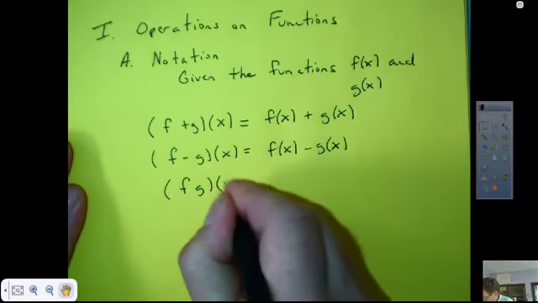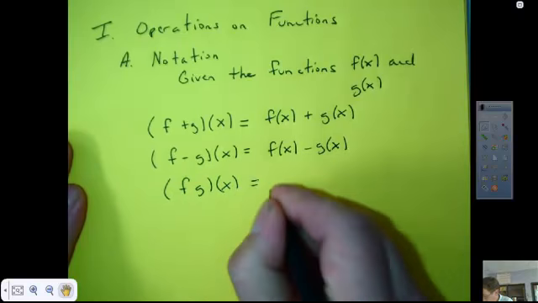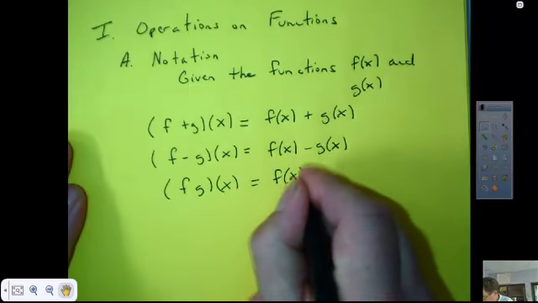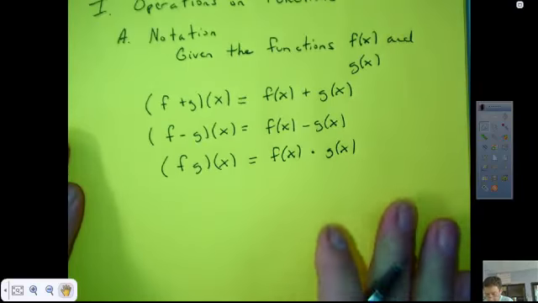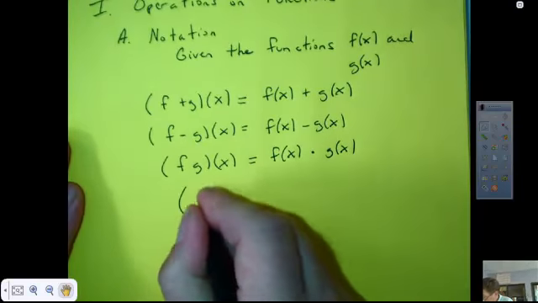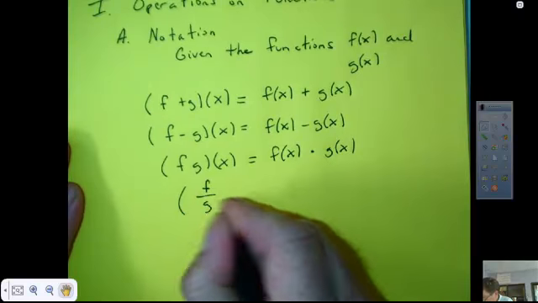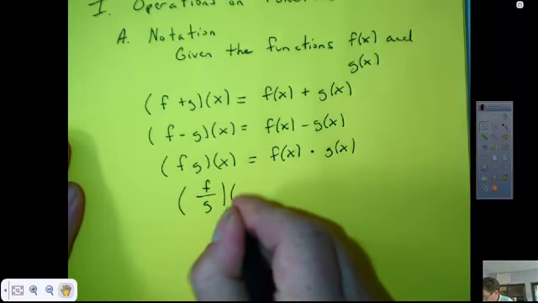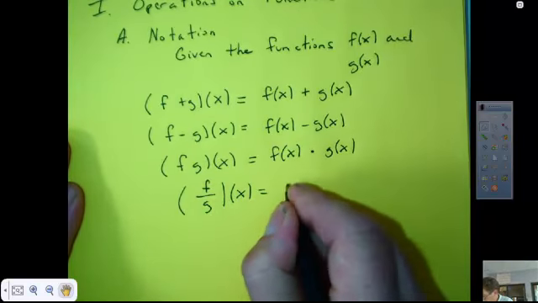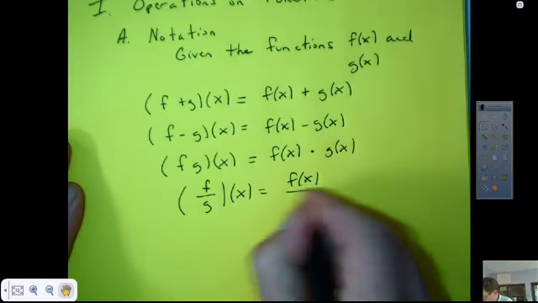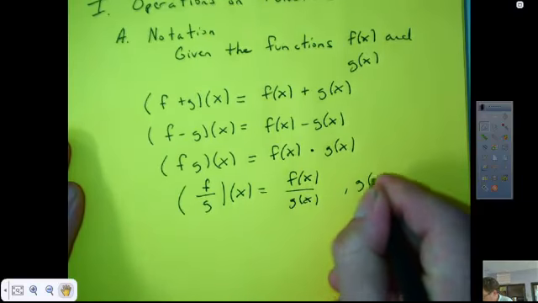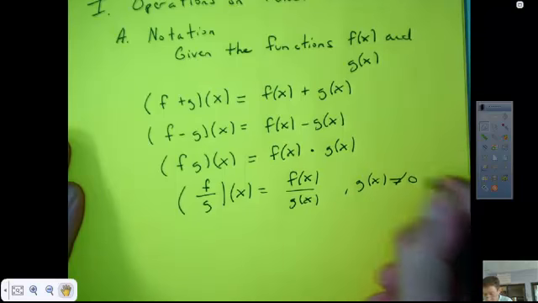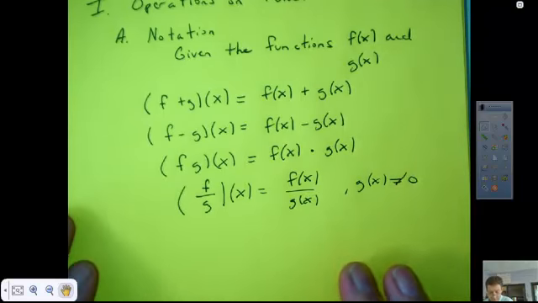If just the f and g are written next to each other, of course, that means I'm going to take f of x times g of x. And if it's f divided by g, of course I'll take f of x divided by g of x. The one stipulation here is that g of x cannot be equal to 0, because that would be undefined.